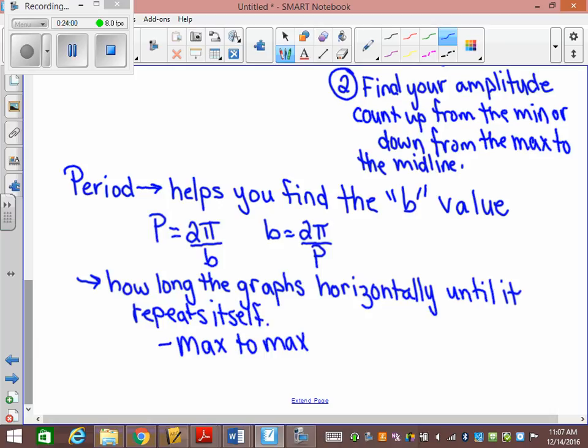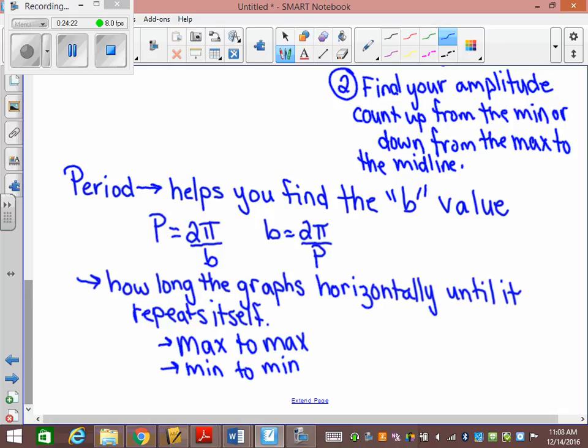Or from a min to a min. Because if I go from a minimum past a max back to a minimum, I'm going to repeat myself again. Right? So from a min to a min is one period. From a max to a max is one period, because if I keep going, it's going to look the same again, right? I just keep repeating.